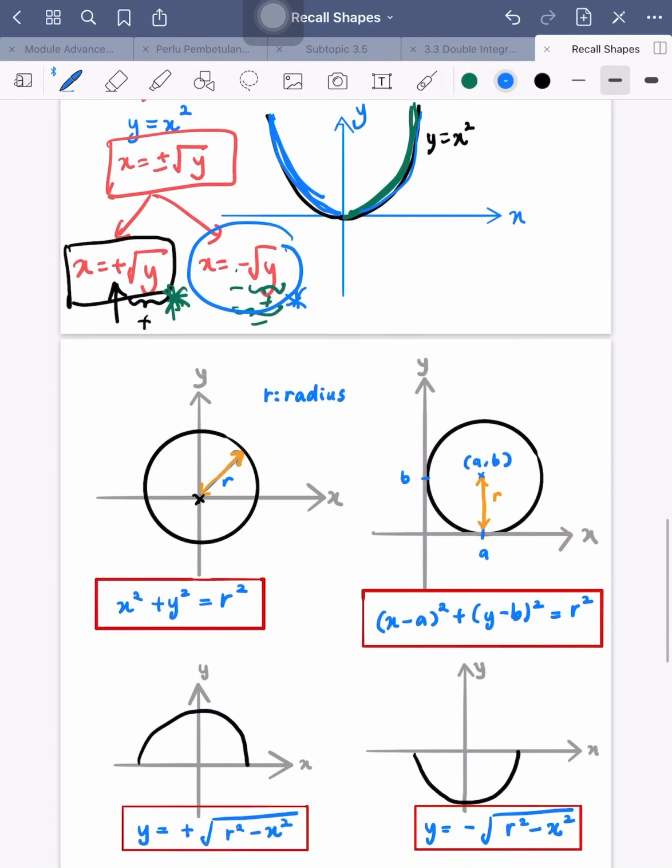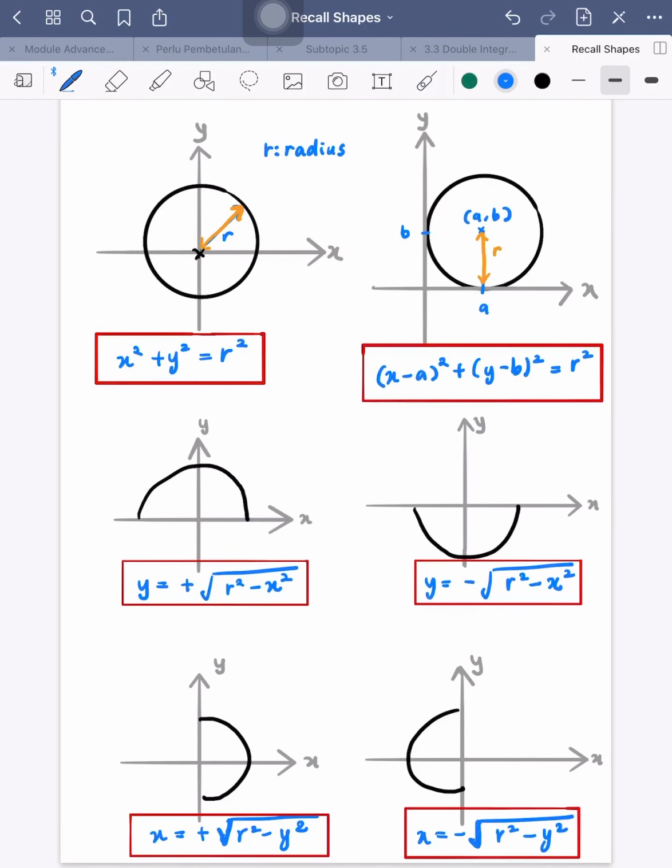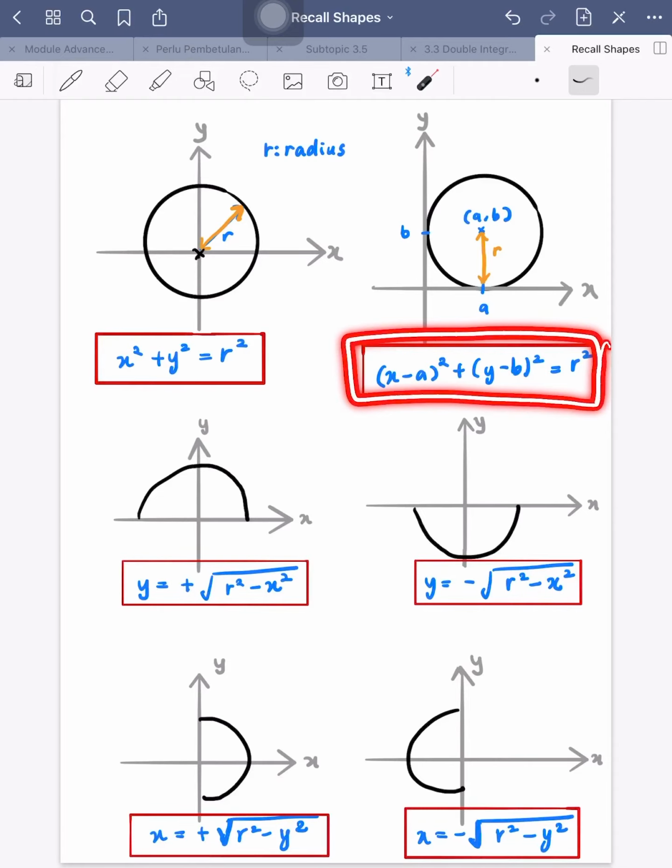Okay, next for circle. For circle, you have two kinds of equations: center at 0, 0 and center at (a, b) coordinate. So x squared plus y squared equal to r squared. R is the radius. Okay, (x minus a) squared plus (y minus b) squared equal to r squared. A is the x coordinate and b is the y coordinate for the center. Please be careful, you should know this function as this one is also common in advanced calculus.